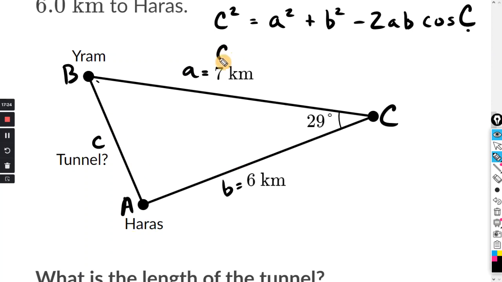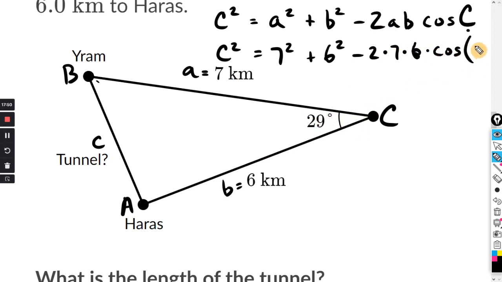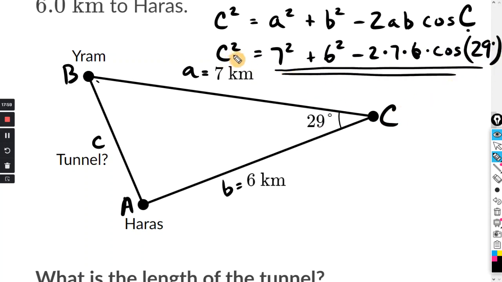All right, so little c, we don't know. So we're going to keep that as c squared. A squared is going to be 7 squared. B squared is going to be 6 squared. Minus 2 times A, which is 7, times B, which is 6. Okay, times the cosine of C. And angle C is 29 degrees. So this is all calculator work. And then we have to take the square root at the end because we're solving for C squared. Make sure you're set to degrees.